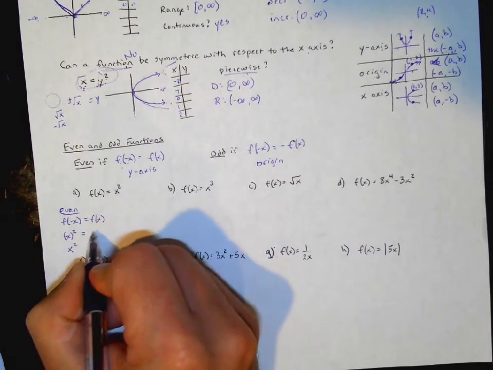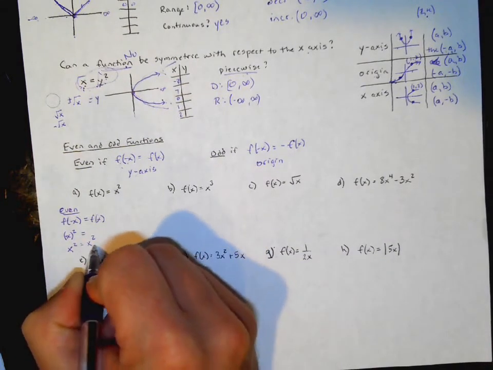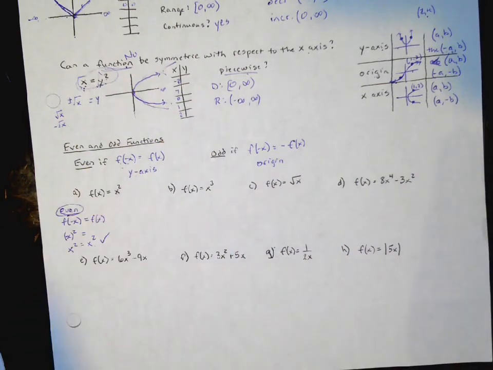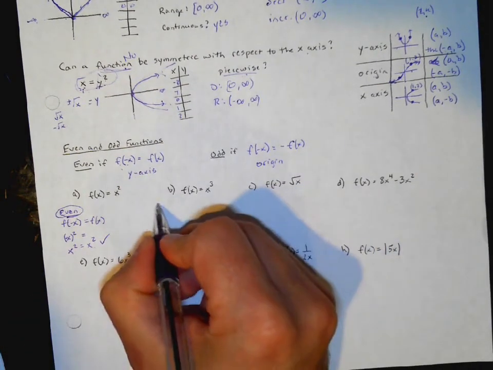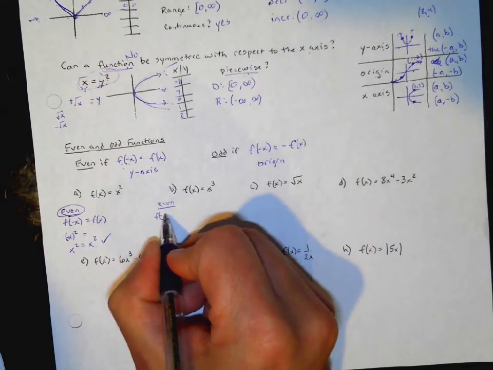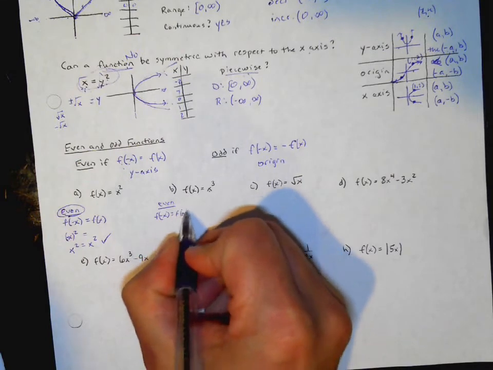And does that give me the same thing as my original function? Yep. So we know that it is even. Okay, x to the third. Let me test the even first: f of negative x equals f of x. Let's give it a try and see.